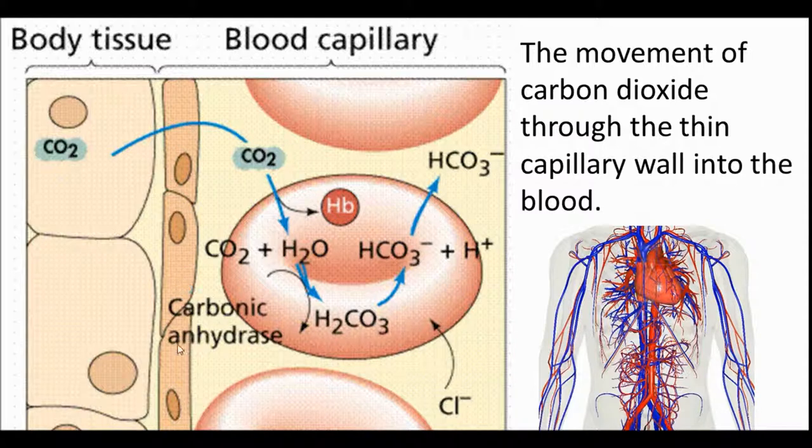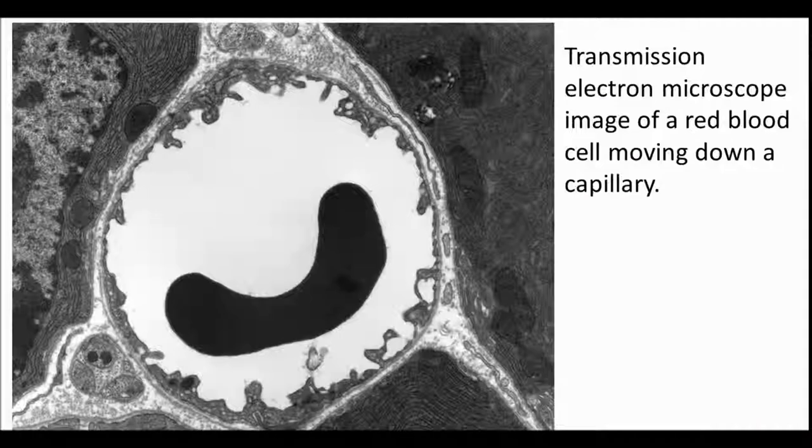Now look how thin the wall of that blood capillary is. It has to be that way because, as I said before, diffusion can only take place over very, very short distances. There is not a single cell in your body that's more than a tenth of a millimeter from a capillary. So these tiny blood vessels permeate absolutely every single part of the body. You can see here that a red blood cell only just fits down a blood capillary. So these capillaries really are absolutely tiny.